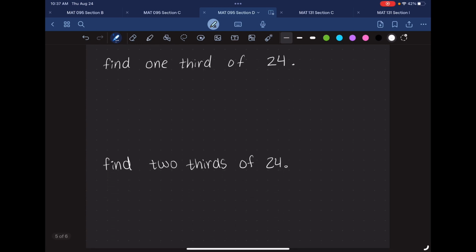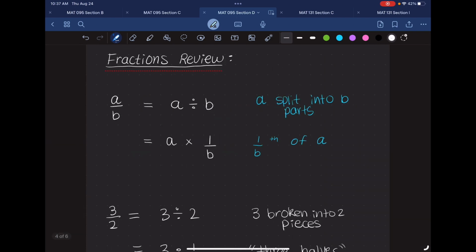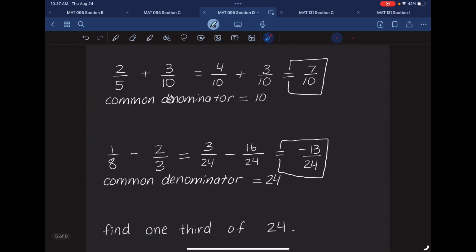All right, now suppose we wanted to find 1/3 of 24. We kind of already talked about this right here when I said if you have a fraction and you interpret it as a times 1 over b, you're really just finding a bth of a. And so we're going to use that here.